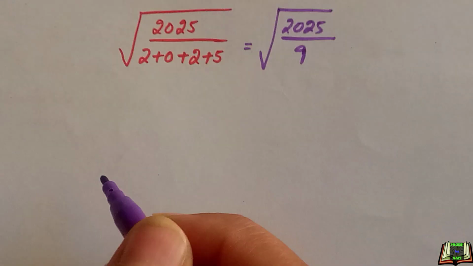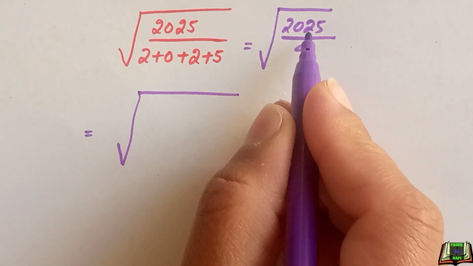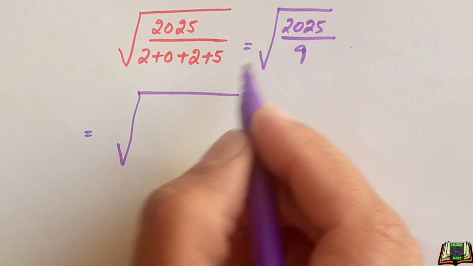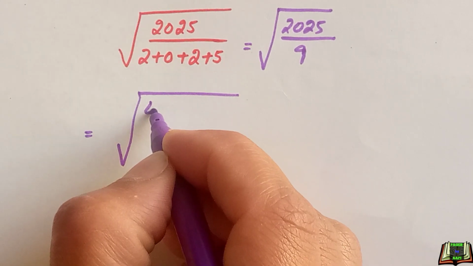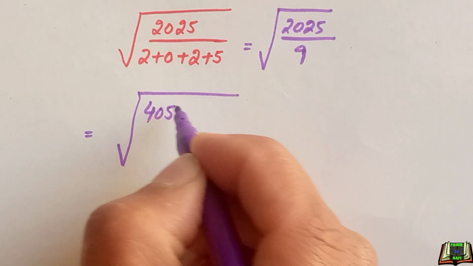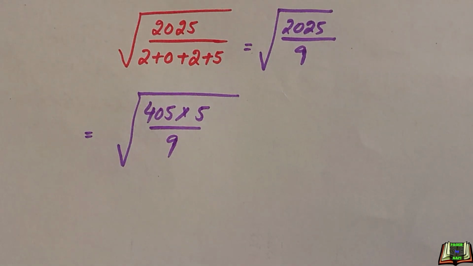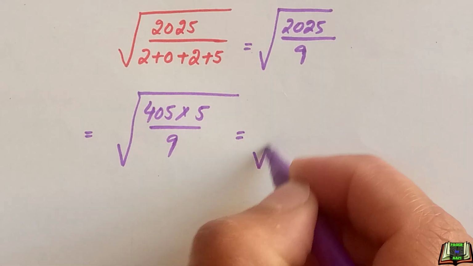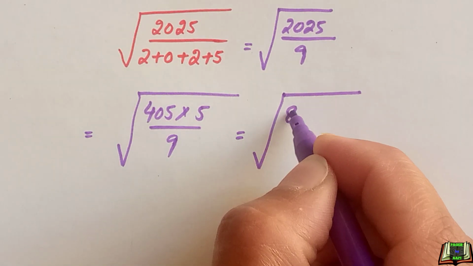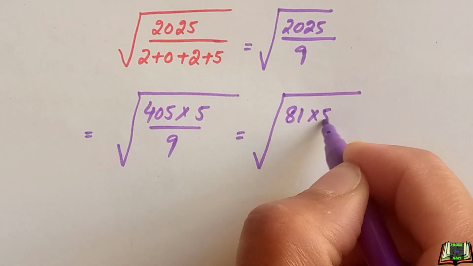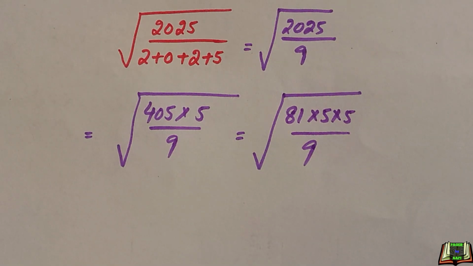This will give us 9. Now this root 2025 is a big number, so we are going to break it down as the product of its prime factors. So this is equal to root of 405 times 5 divided by 9. This is also divisible by 5. So 5 times 81 is 405, so 81 times 5 times 5 divided by 9.